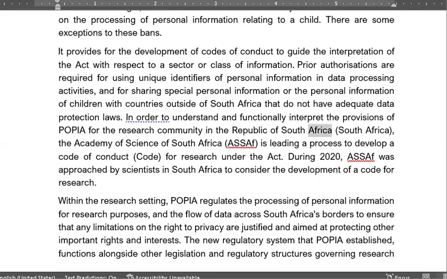In order to understand and functionally interpret the provisions of POPIA for the research community in the Republic of South Africa, the Academy of Science of South Africa, ASSAf, is leading a process to develop a code of conduct, the code, for research under the Act. During 2020, ASSAf was approached by scientists in South Africa to consider the development of a code for research.